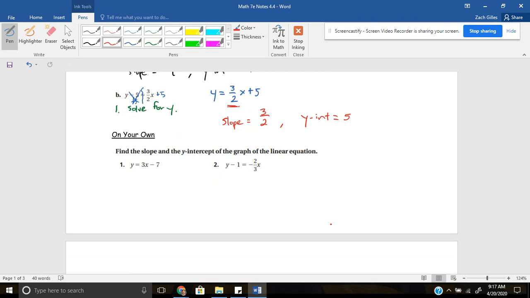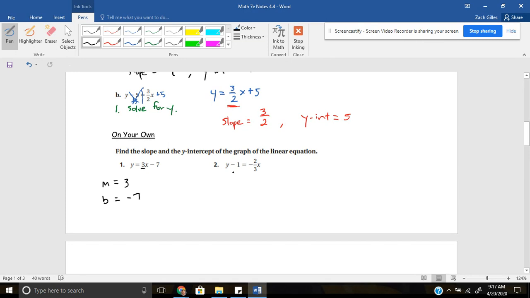All right, we can do some abbreviating here. My slope, remember that's m, is the shortcut method for slope. My slope, the number in front of my x, is 3. And my y-intercept, abbreviation is b, would be -7. Let me know if you have questions on that.